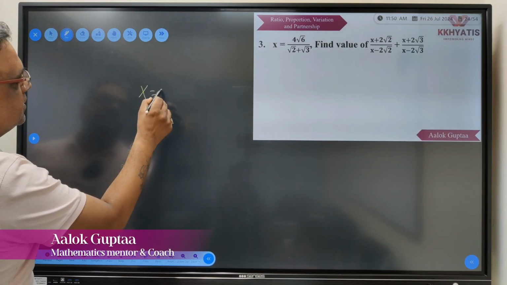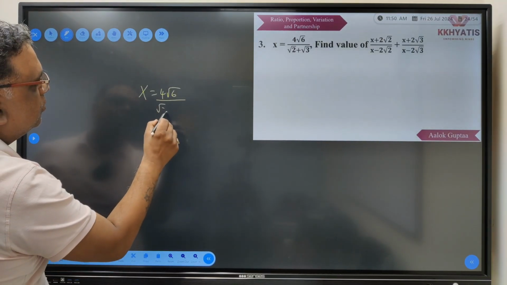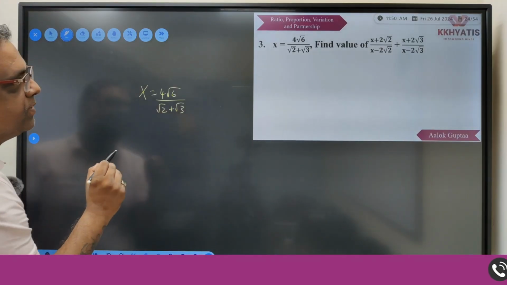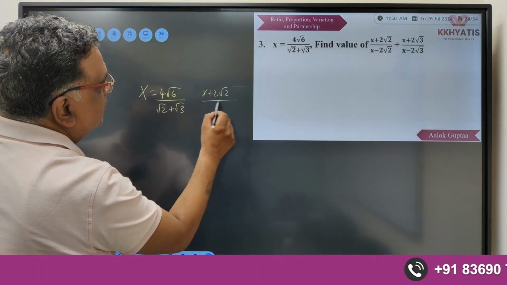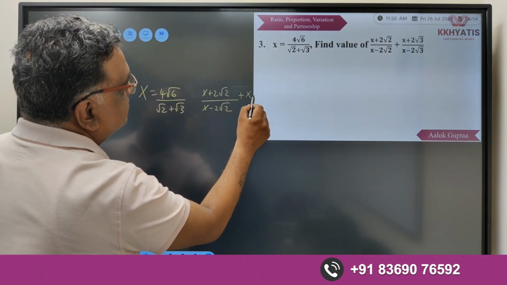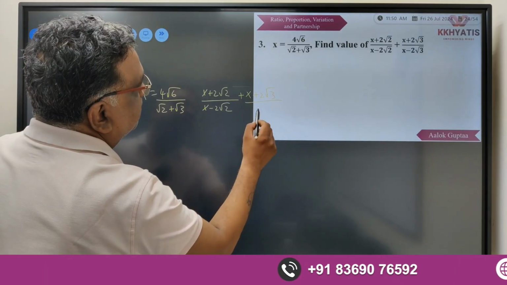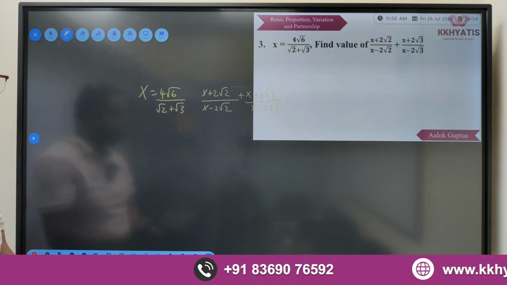If x is 4 root 6 upon root 2 plus root 3, you have to find the value of x plus 2 root 2 upon x minus 2 root 2 plus x plus 2 root 3 upon x minus 2 root 3. How to approach this sum?